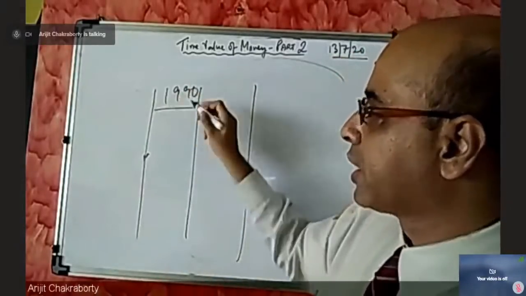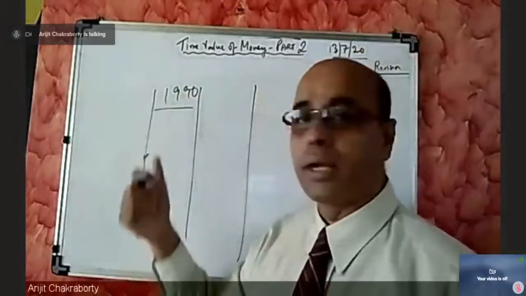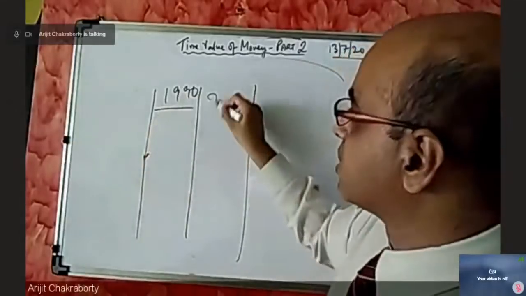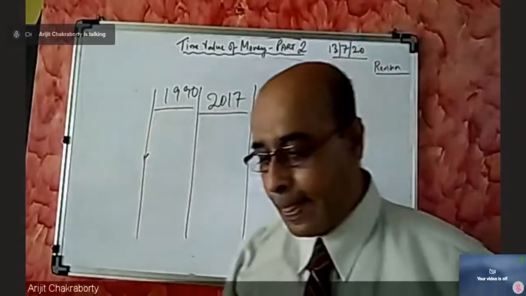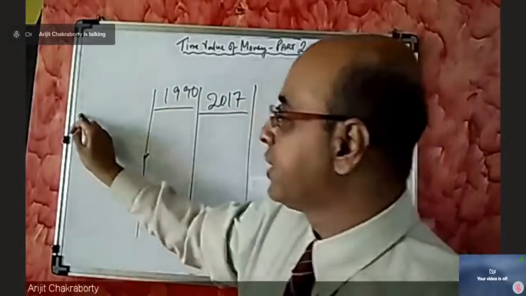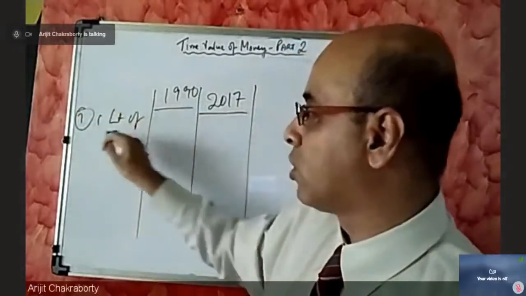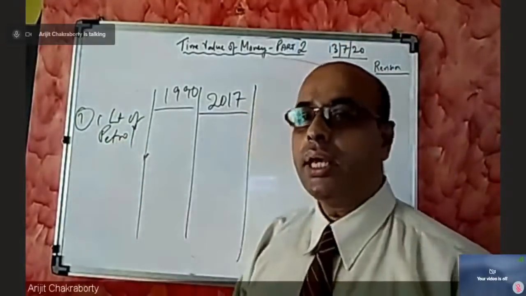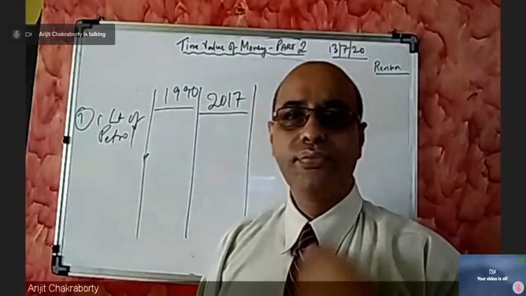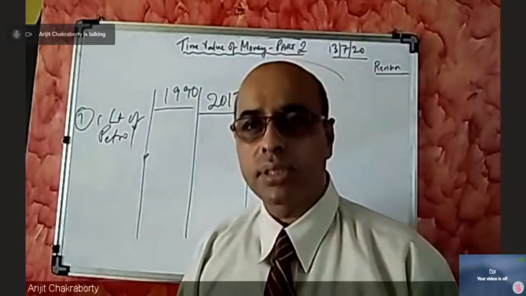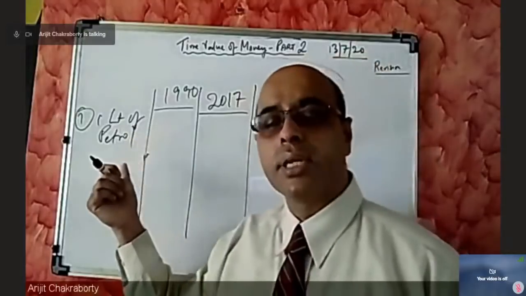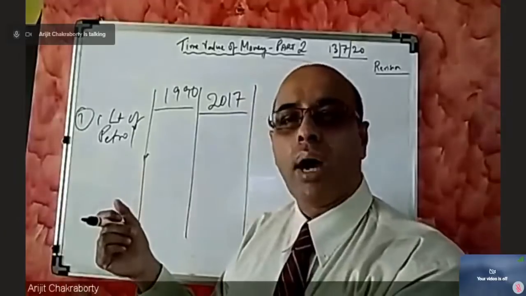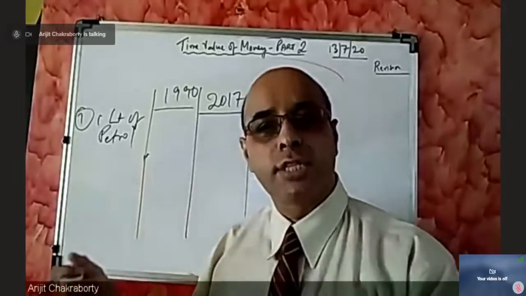1990, before you were born. Most of you were born after 1990. 1990 and let us take 2017. Petrol price. So I'm writing number 1: 1 liter of petrol, something which everybody uses either directly or indirectly. Even if you don't use a car or a motorcycle, you are indirectly using petrol, because when you go to buy something from the market, you are indirectly paying for the transportation cost.